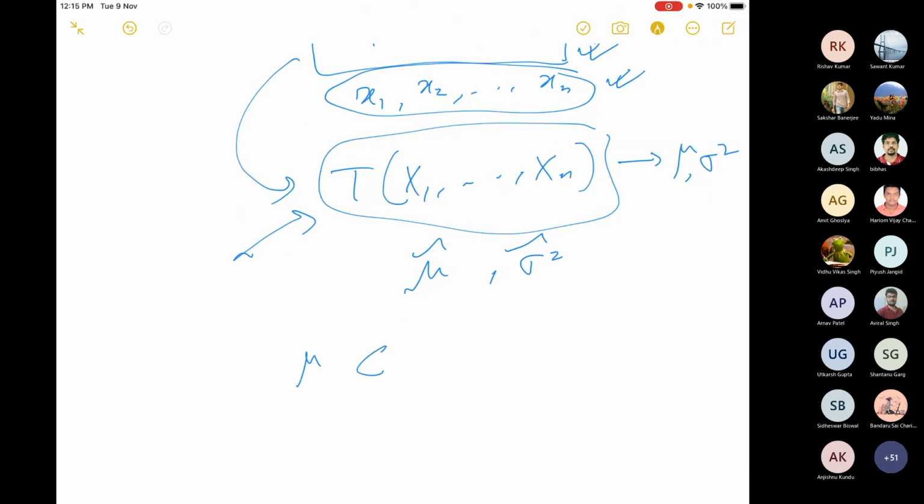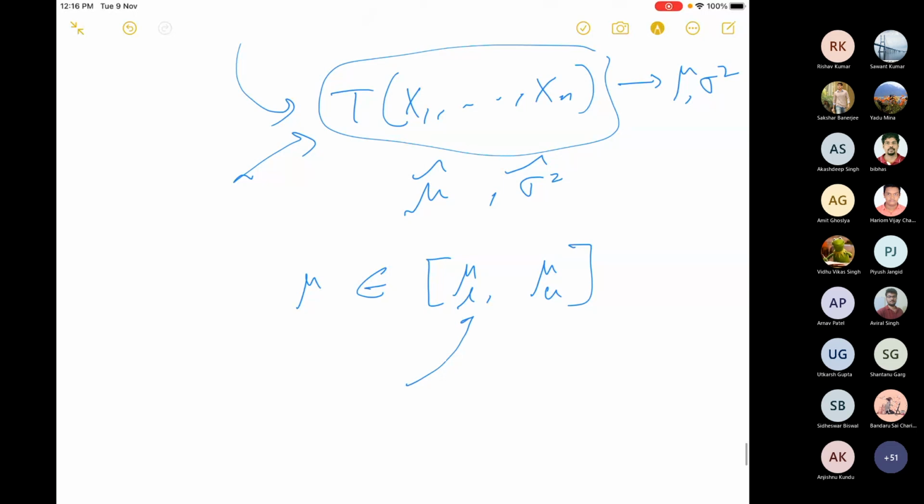Now, for the interval estimation of the parameters, let's say mu and sigma, we want to find an interval where the parameter will lie. Let's say this is some lower bound and this is some upper bound. That means I now need two statistics, which we denote as L and U. So we need two estimators, one for the lower end and one for the upper end. We want mu to be in the interval with some confidence.